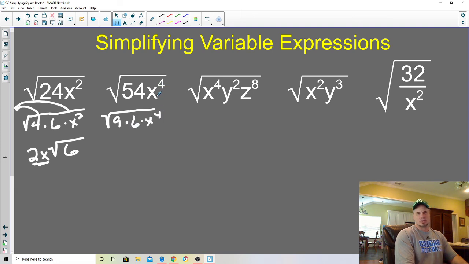Now I have an even number exponent, so I know that's a perfect square. I don't have to do anything to it. So I'm going to bring this one out. Square root of 9 is 3. That stays in. It's trash.